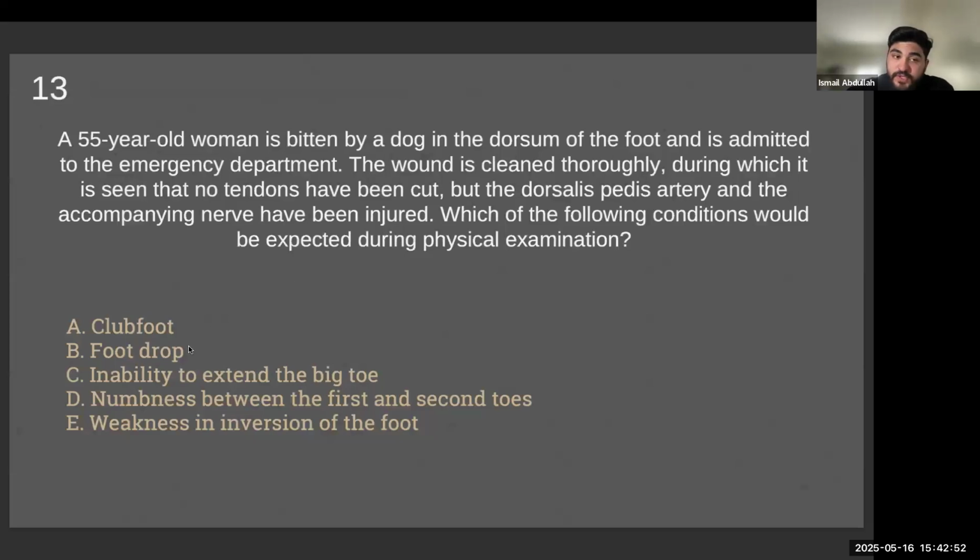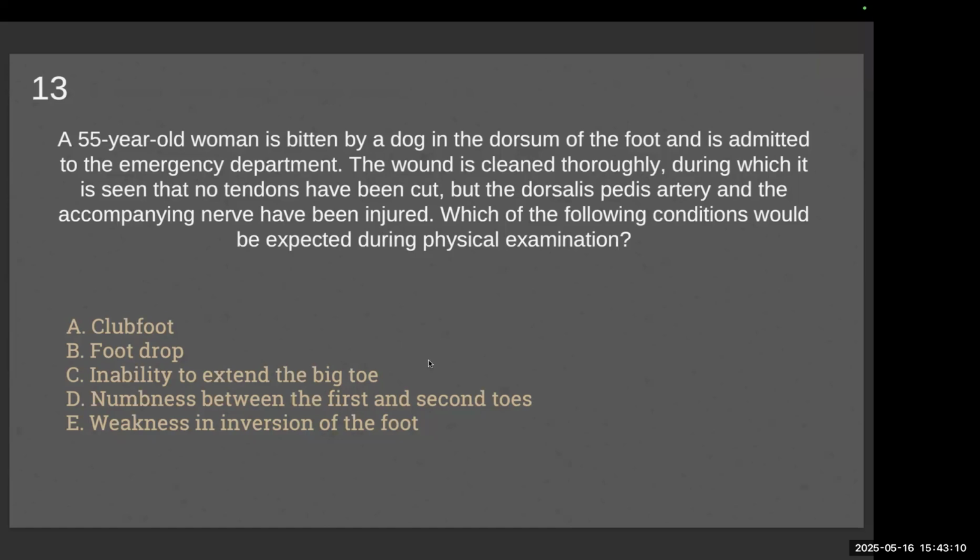Club foot, foot drop, inability to extend the big toe, numbness between the first and second toes, weakness and inversion of the foot. What do you think? The numbness between the first and second toes, because that's where the dorsalis pedis artery is. Okay, but which nerve is affected here?